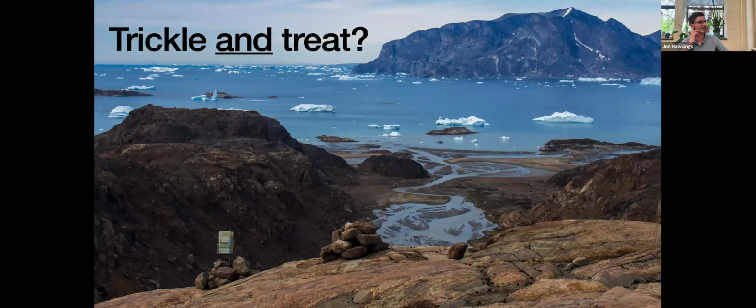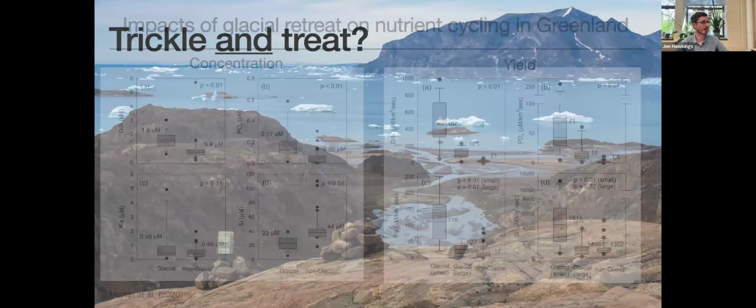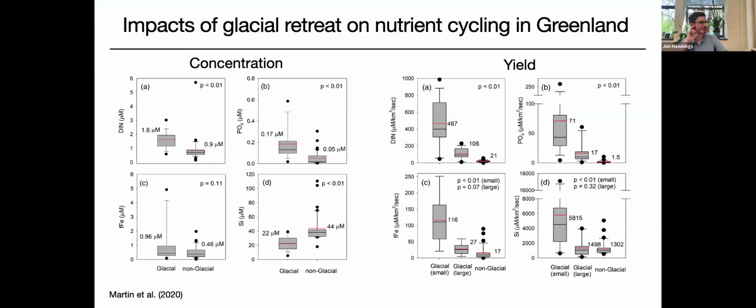Here we come to what I think is a trickle and treat scenario when it comes to glacial meltwaters and their contributions to the nutrient budgets, both in situ and in downstream environments. I wanted to talk about this study first, which I think is a really nice study from John Martin and colleagues from the University of Florida. These guys were doing some really neat work on glacial and non-glacial catchments in Greenland, looking at yields and concentrations from these catchments and comparing glacial meltwaters to what happens when you remove the glacier and you have some other environment, which could be a source of fresh water as well from precipitation and snowmelt.